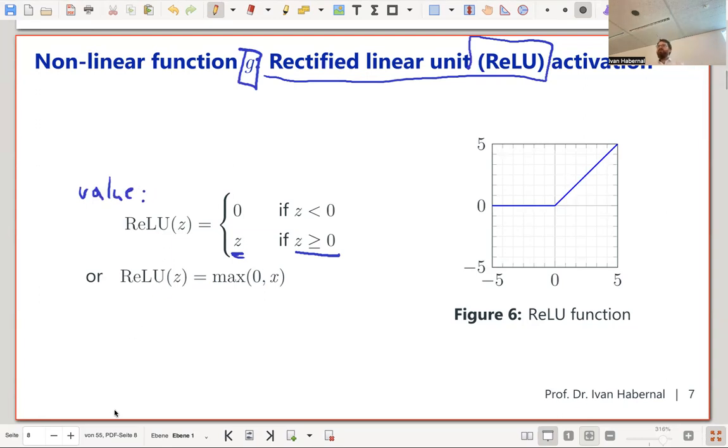What else do we need to compute for each node in our computational graph? We need two things: the value and something else. So what?